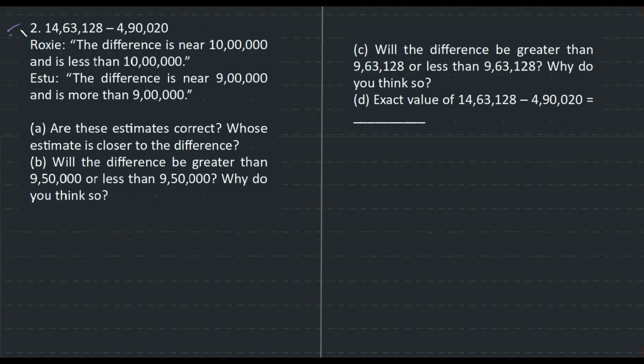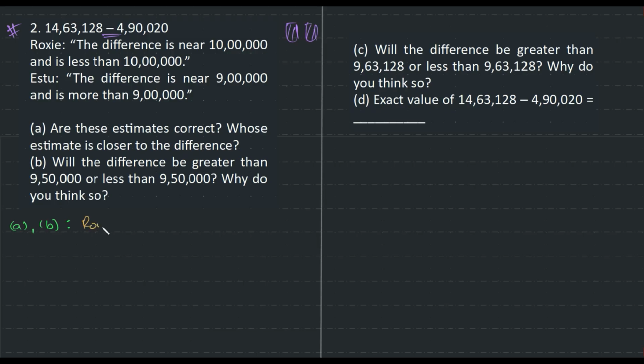Again, I would want you guys to pause. You already had a very good question to understand what we are doing over here. Now the operation is just subtraction, and everything else, the idea remains the same. Okay, let's answer A and B together. Now we have 14,63,000 odd and 4,90,000. So we need to figure out the difference.